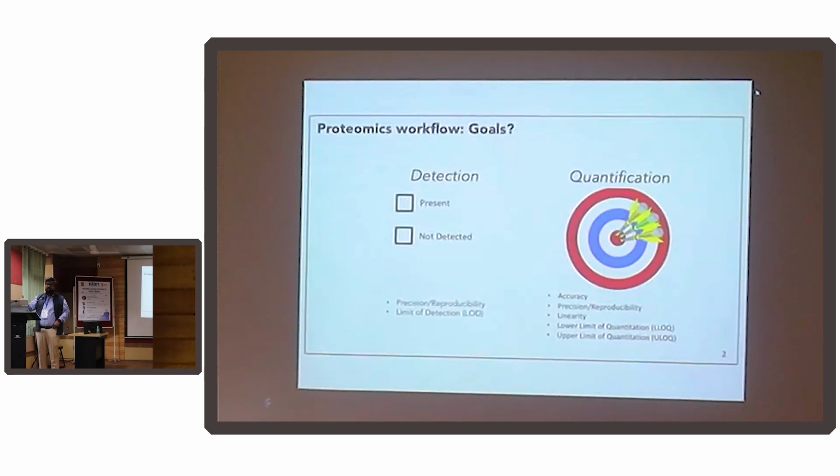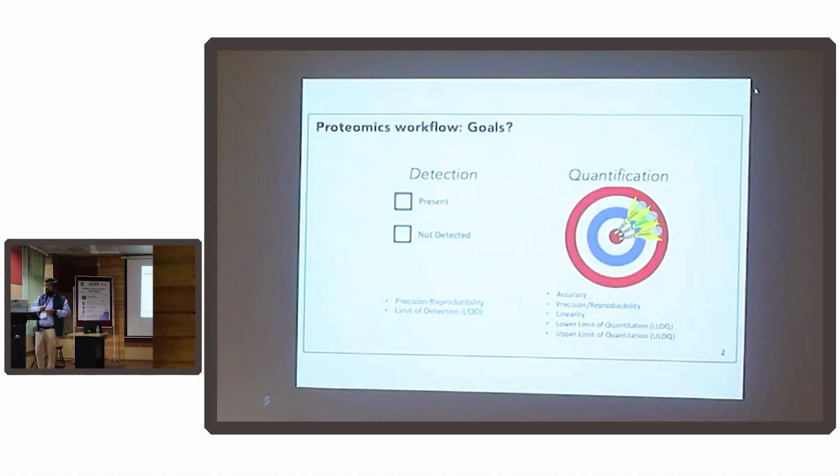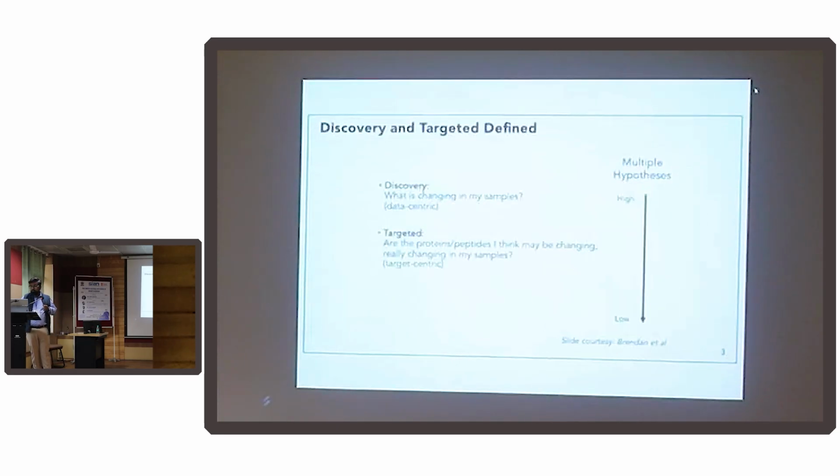These proteins are present. It does not tell how much of the protein is present. When we talk of targeted, we talk of something that is extremely important in any scientific study, that is accuracy, precision, reproducibility. Also, we have the lower limit of quantification and upper limit, so LLOQ and ULOQ. These are terms that come up when we talk of targeted proteomics.